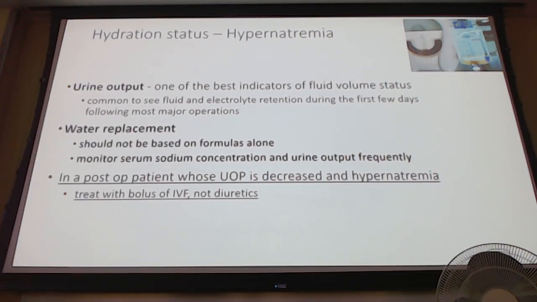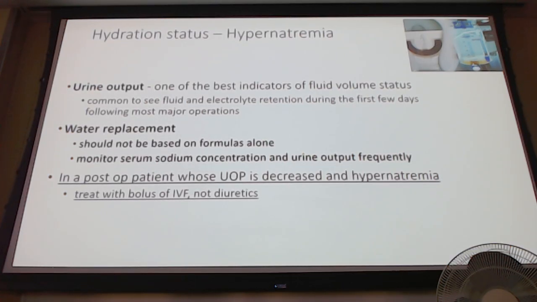Again, urine output. There's a theme. Urine output. Best indicator of fluid volume status. Okay. In a post-op patient with a urinary output that is decreased, so their body is trying to hold on to fluid because we did not give them enough during the case, meaning they're super concentrated because they're dehydrated, we treat with bolus IVF and not diuretics. Okay?